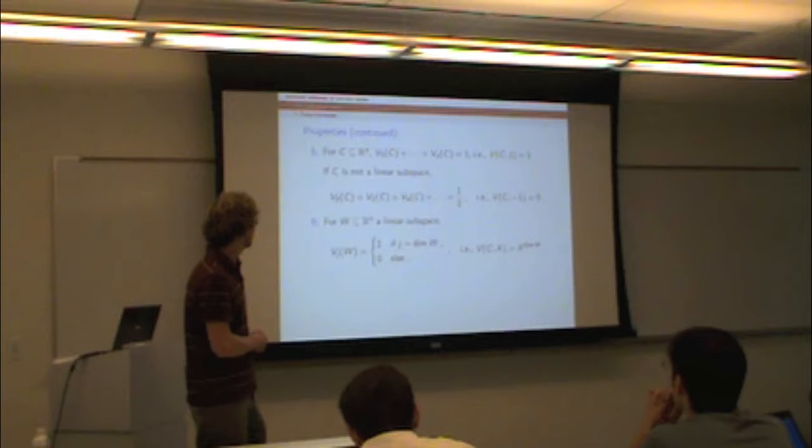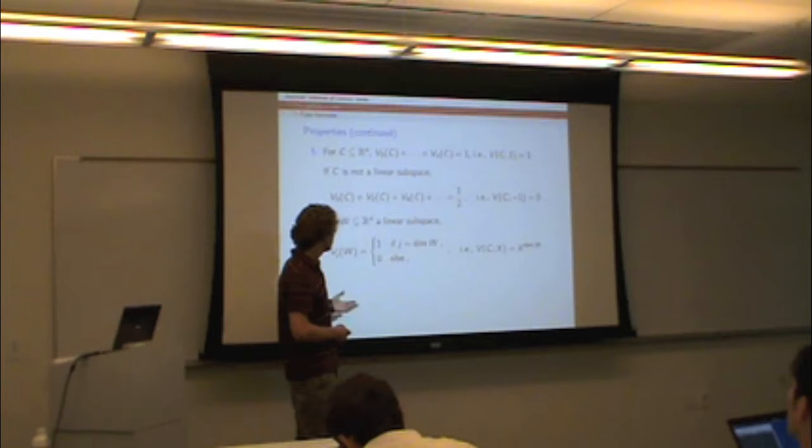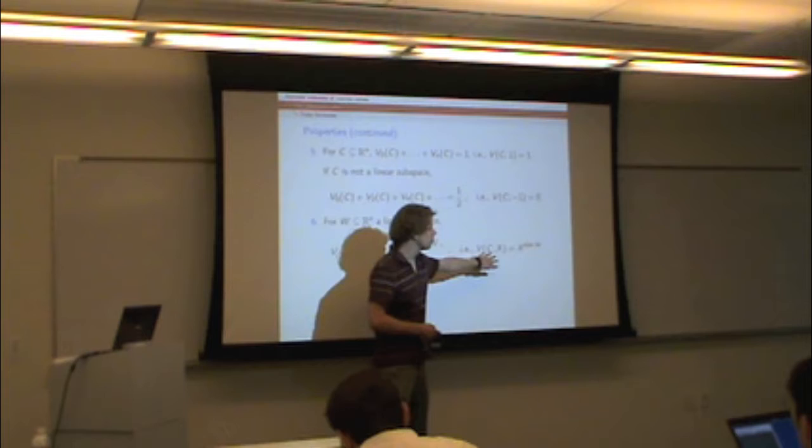And for linear subspaces, this is just 1 at j equal to the dimension of W, and 0 otherwise. So if you think of it in terms of the volume polynomial, then you just get a single monomial for linear subspaces.